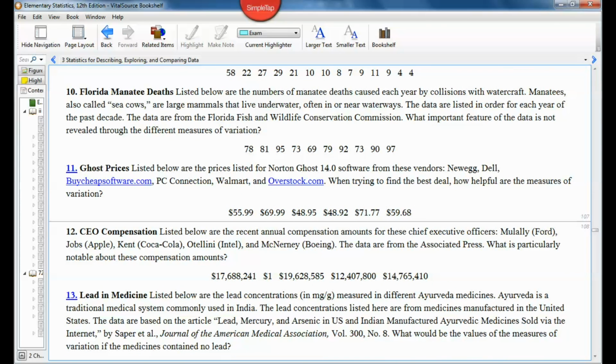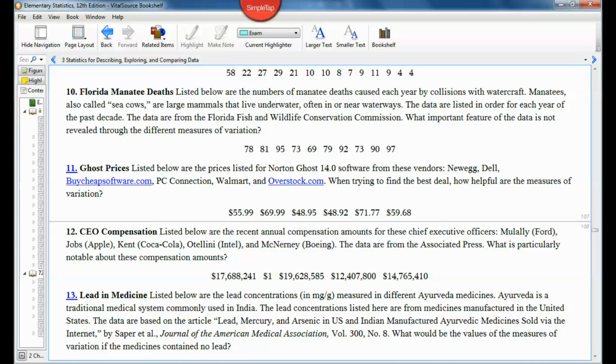All right. Florida manatee deaths. Listed below are the numbers of manatee deaths caused each year by collisions with watercraft. Manatees, also called sea cows, are large mammals that live underwater, often in or near waterways. The data are listed in order for each year of the past decade, so 10 data items. The data are from the Florida Fish and Wildlife Conservation Commission. What important feature of the data is not revealed through the different measurements of variation?